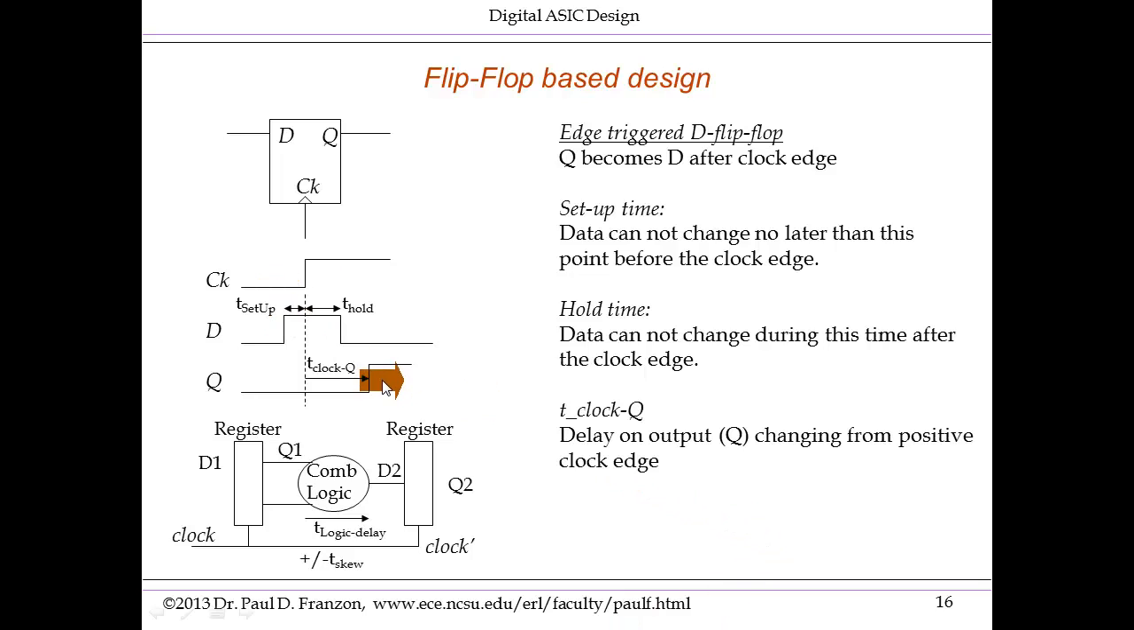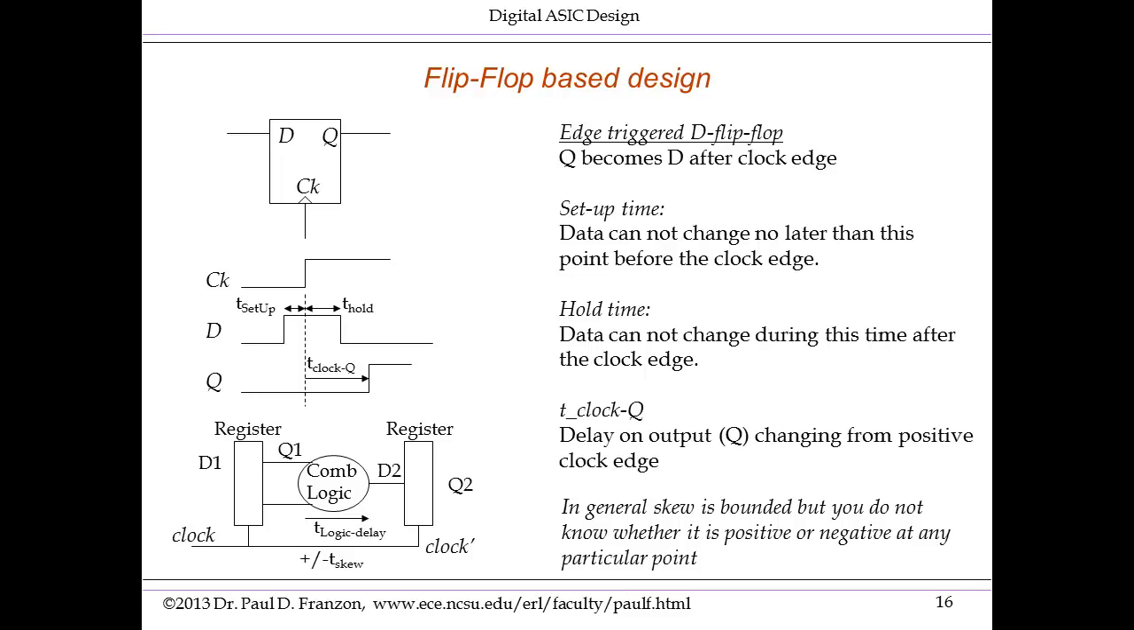In addition, there's actually, of course, a real delay between the clock edge changing and Q becoming equal to D. This is referred to as the T clock to Q delay. On the bottom left, we have an example of a two-stage logic, which we'll be using in a few moments to derive equations.